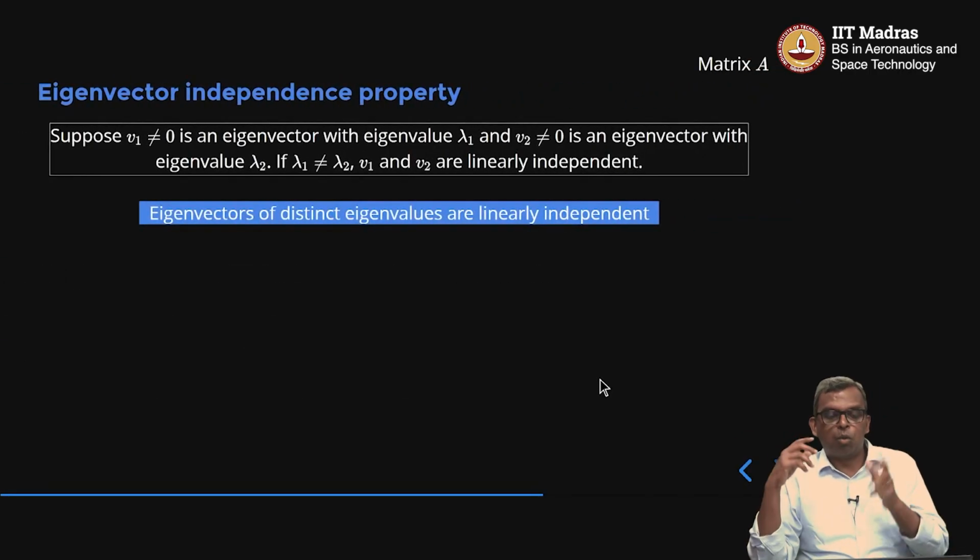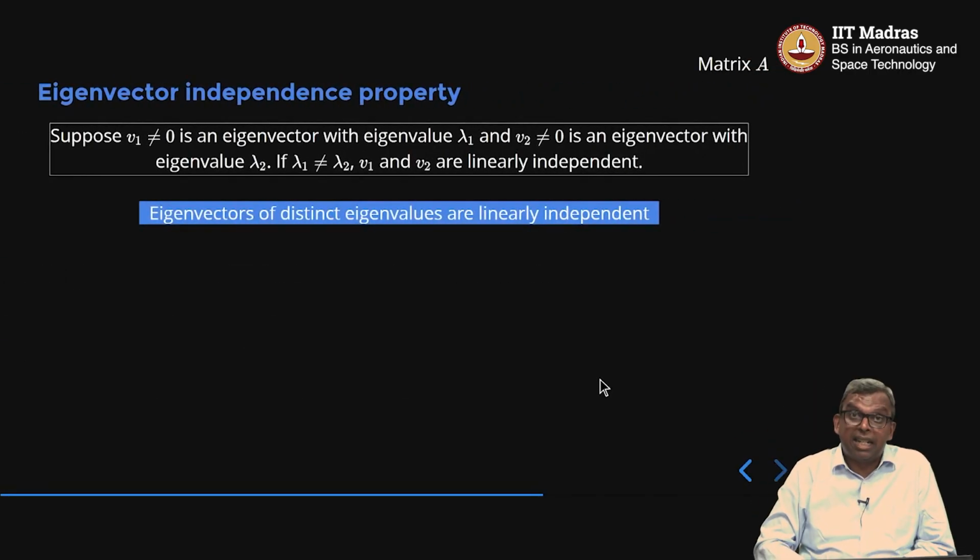Now let's move on to another very important property I stated but didn't prove. This is the eigenvector independence property.